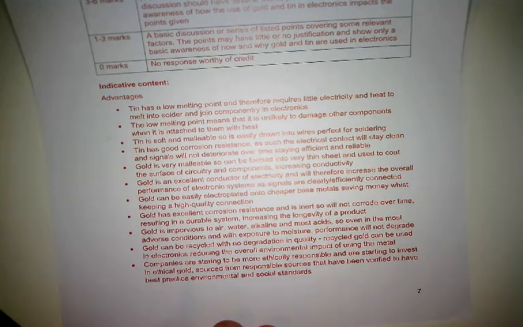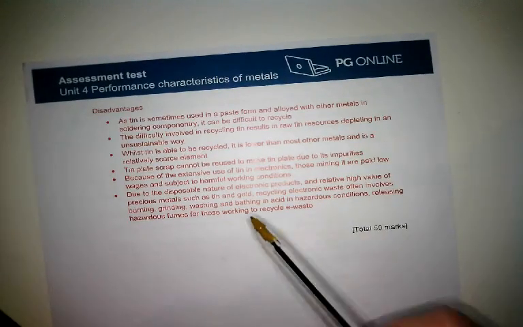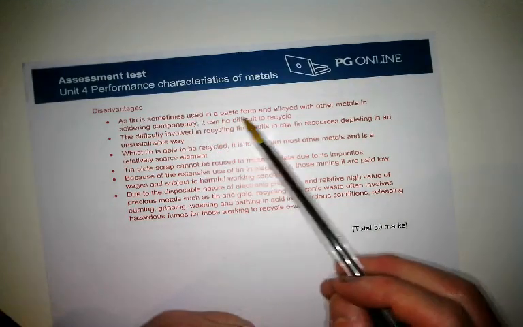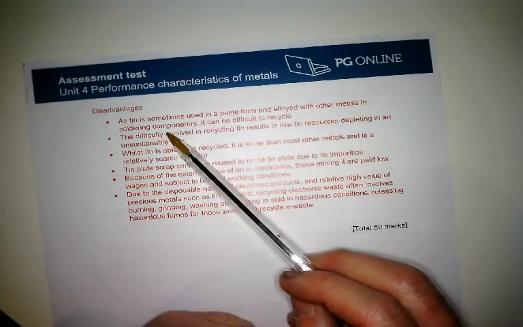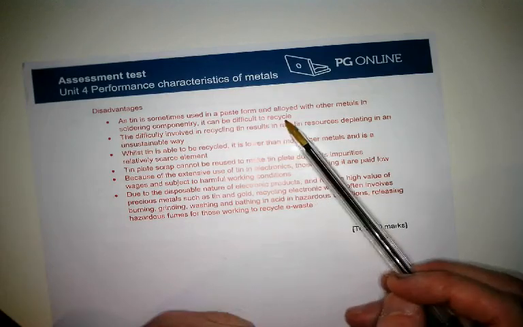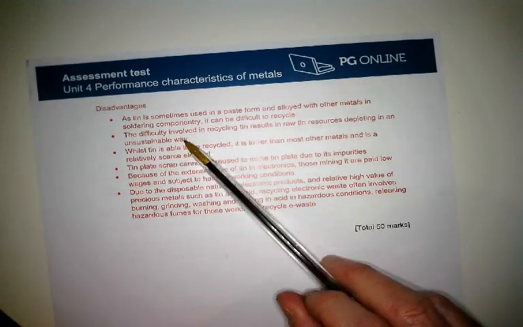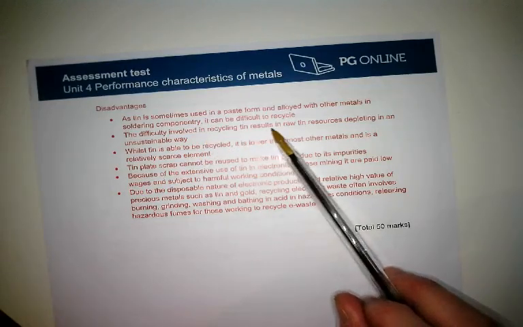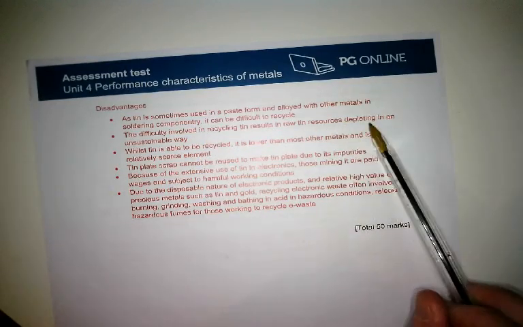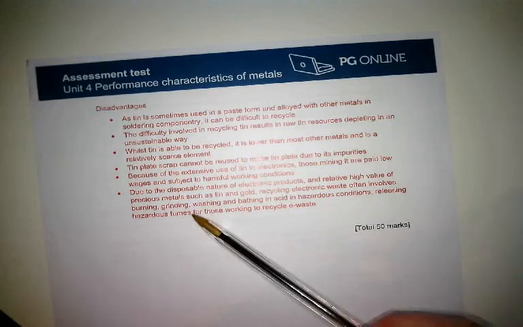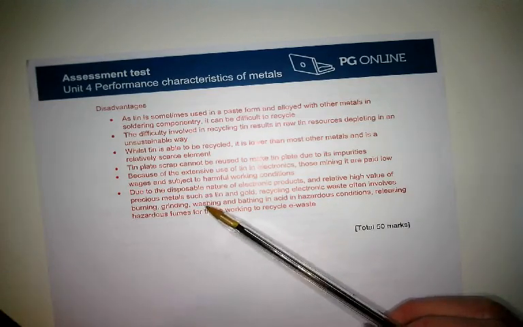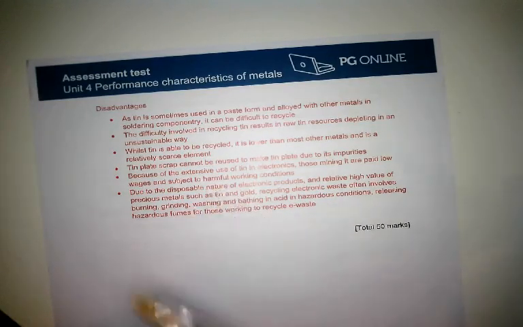Disadvantages then, let's go through these. Tin is sometimes used in a paste form, alloyed with other metals in soldering components. It can be difficult to recycle, so if you're mixing it with other stuff, you're going to struggle to recycle it. Difficulty involved in recycling tin results in raw tin resources depleting in an unsustainable way. Because mixing makes it better, it's more likely that you're going to need the raw tin in its original form.